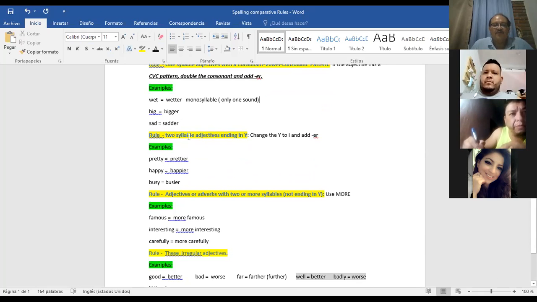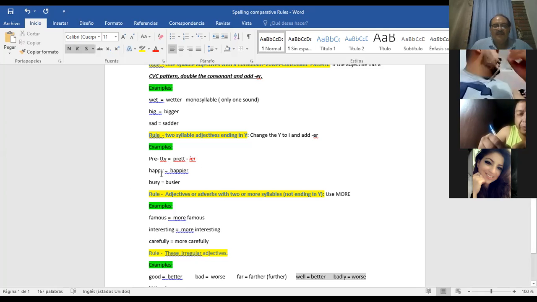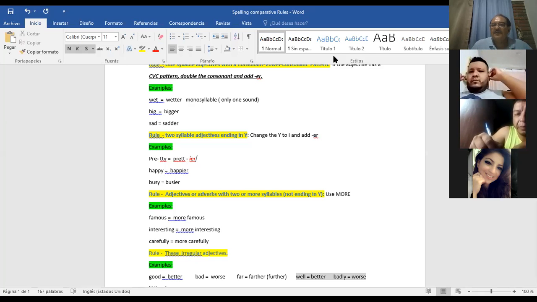Okay. The next one is pretty. The rule: two syllable adjectives ending in Y. It says here pretty. Two syllables, right? Pretty. And then in this case, you change the Y. You change the Y for I, ER. Change the Y to I. Here the change is made, right? And then you have prettier. Here the ER is added. The same happens with happy, happier.